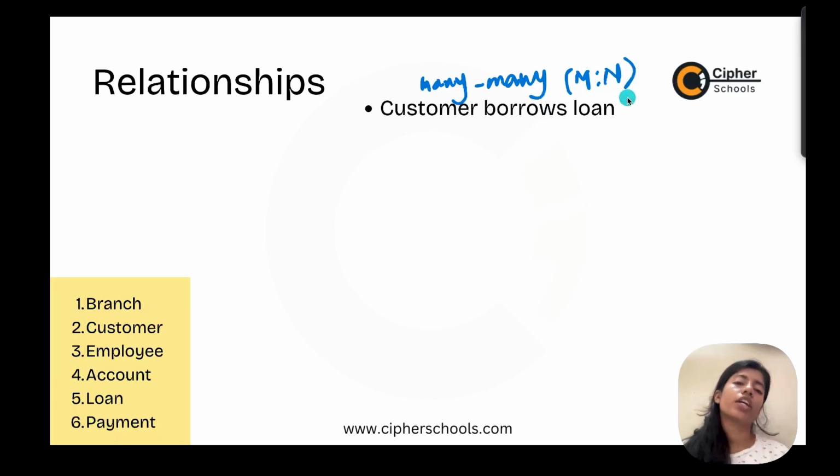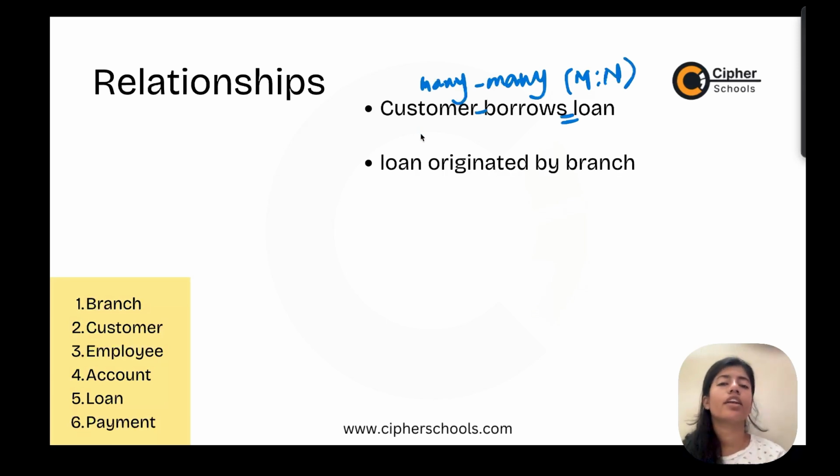Now, what about the participation? If a loan is there in the bank, it needs to be taken by some or the other customer, right? It cannot simply exist like that. So, we can say that there is a total participation from loan. But is it necessary for all the customers to take a loan from the bank? No, right? So there's a partial participation, like a customer may or may not take a loan from the bank. I think we're clear with this relationship.